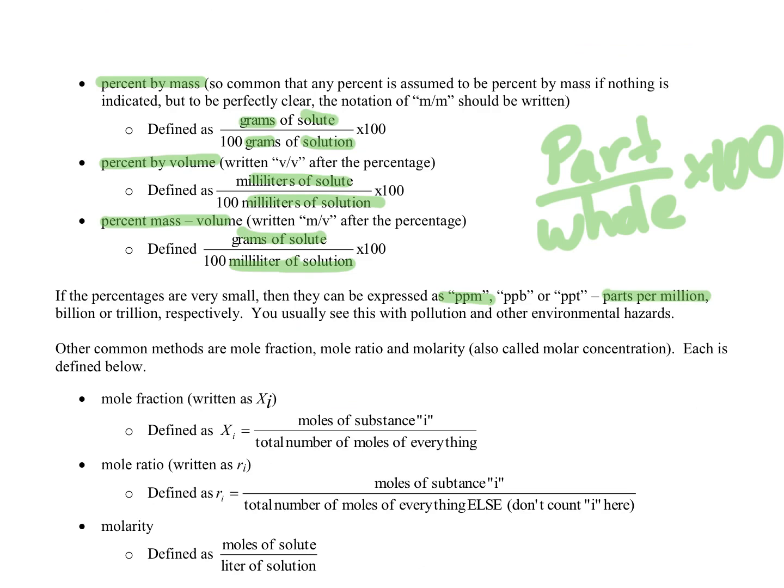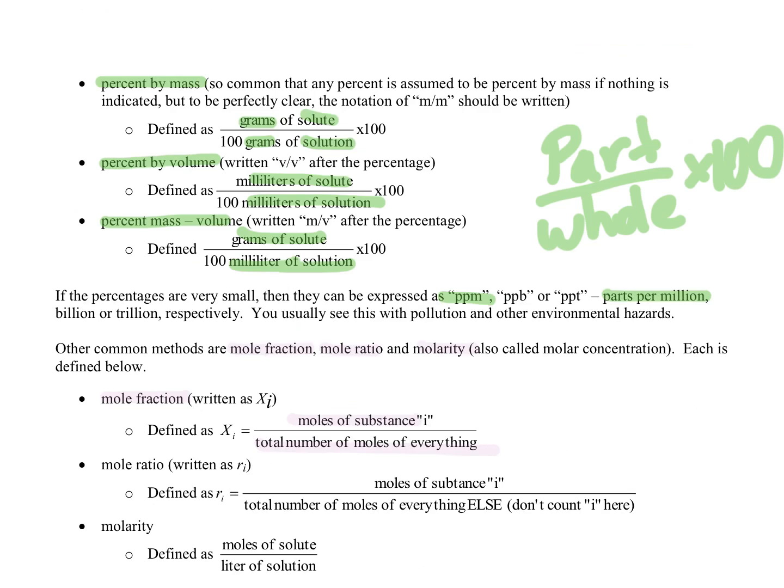Now, another common way is going to be to use mole fractions. So a mole fraction, a mole ratio, and molarity are all using moles, not milliliters, liters, or grams. We're all talking about moles. A mole fraction is moles of a substance over the moles of everything, because it's a fraction. A fraction is always that part over the whole.